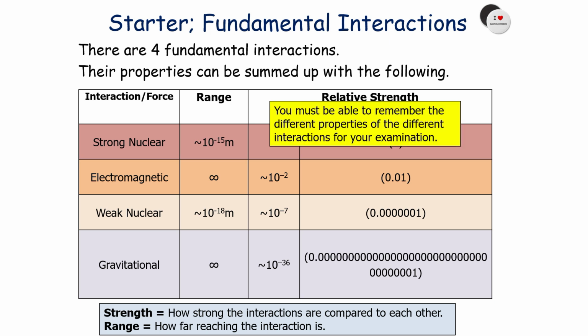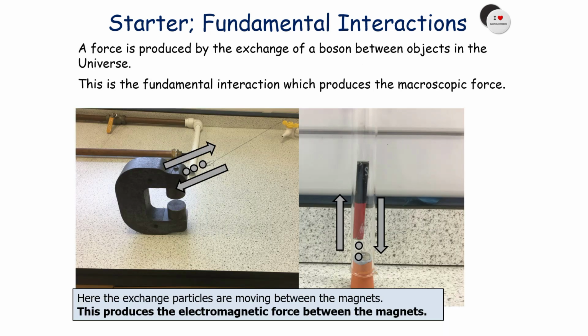Now you've got to be able to remember the different properties of the different types of interactions for your exams. Now it's important to note that an interaction is produced by an exchange of bosons between objects in the universe. So this is a fundamental interaction which produces the macroscopic idea of a force. Here the exchange particles are moving between the magnets, and this produces the electromagnetic interaction, the forces between the magnets that we observe on the everyday level.